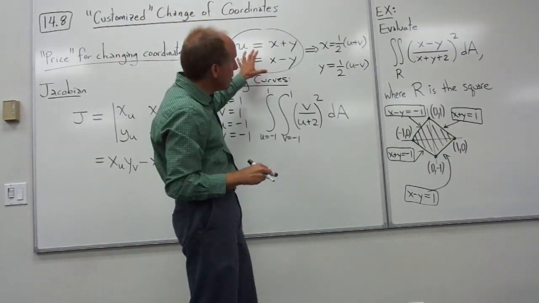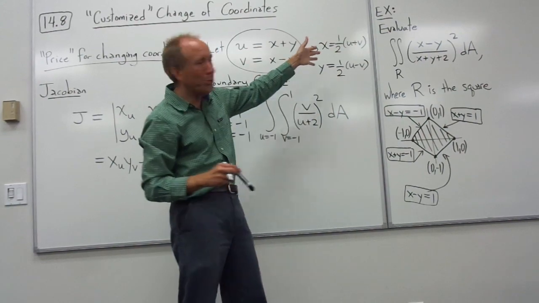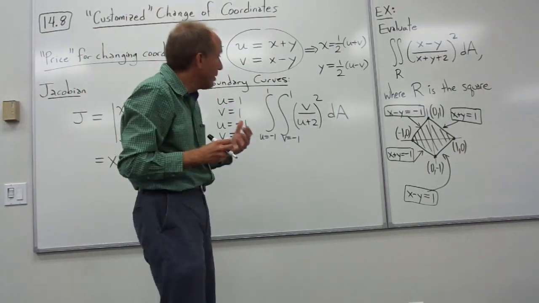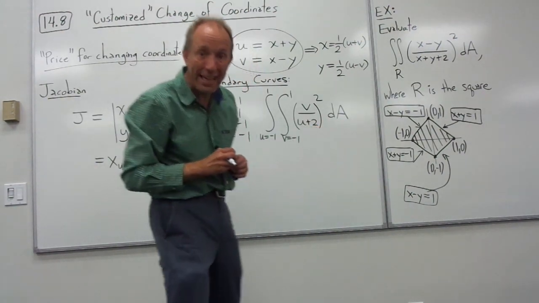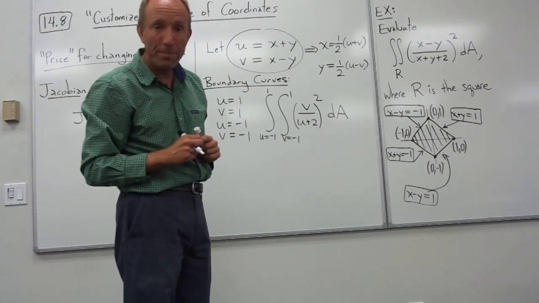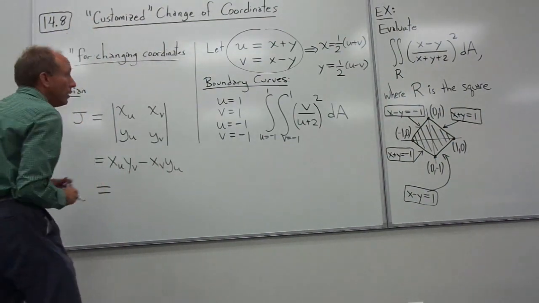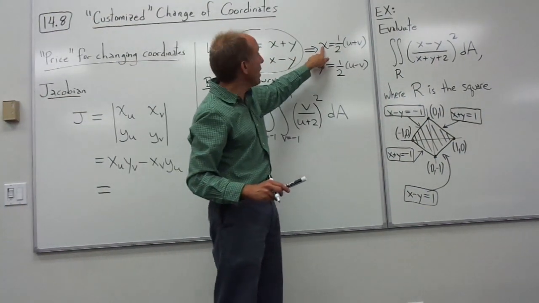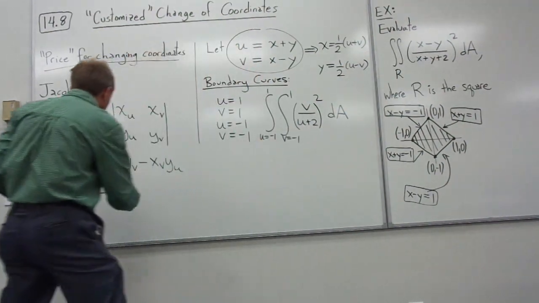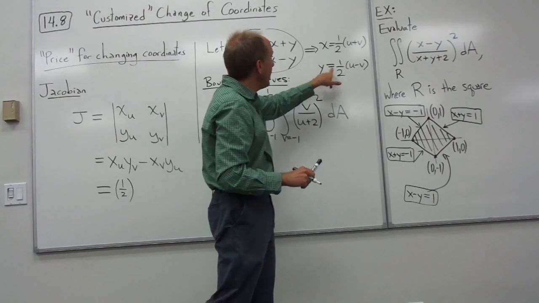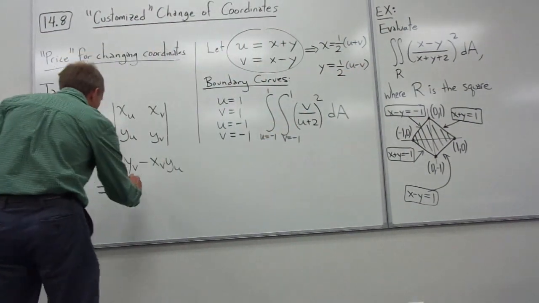Okay? So this is a step that you need to do in order to write down the Jacobian, which is the price that we have to put into this dA in order to do the integration. So in our example here, what would this give me? If I take the partial derivative of x with respect to u, I just get 1/2. If I take the partial derivative of y with respect to v, I get negative 1/2.